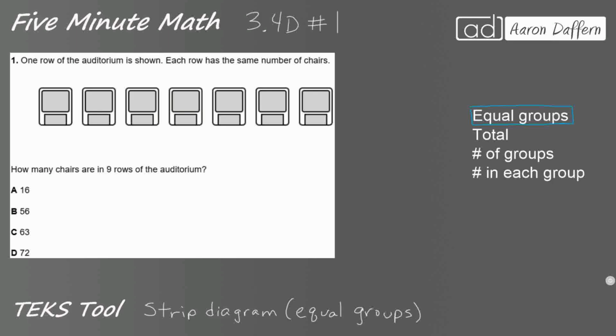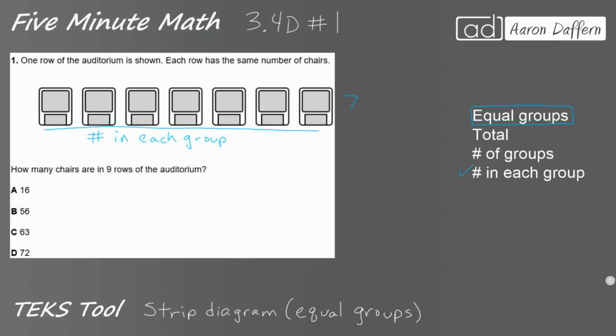One row of the auditorium is shown, and so we've got 1, 2, 3, 4, 5, 6, 7. All right, so I've got 7 in this group. And so this tells me the number in each group. And I know they're equal groups simply because of the next sentence: each row has the same number of chairs.